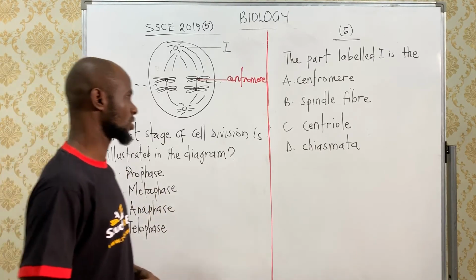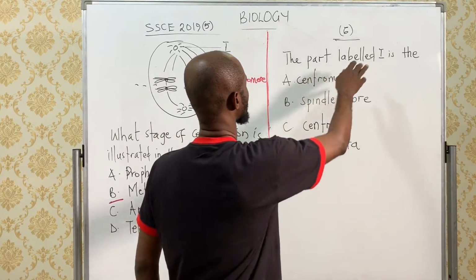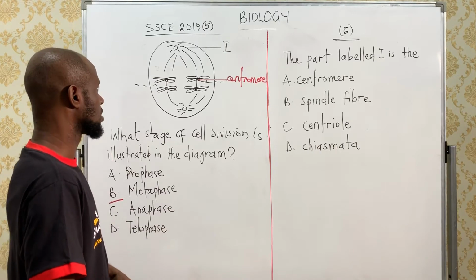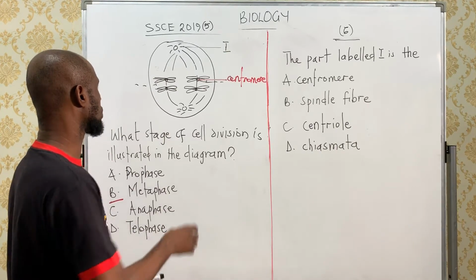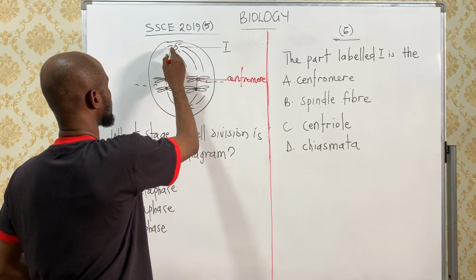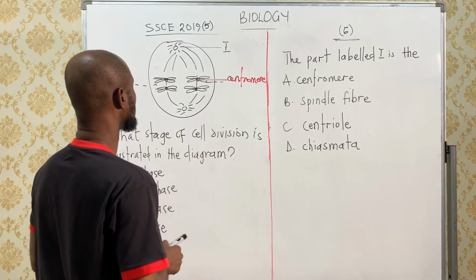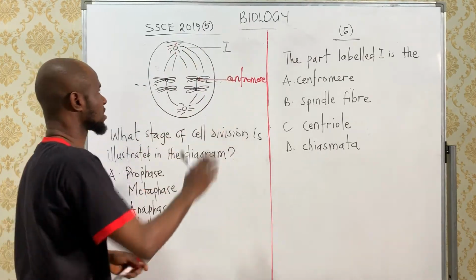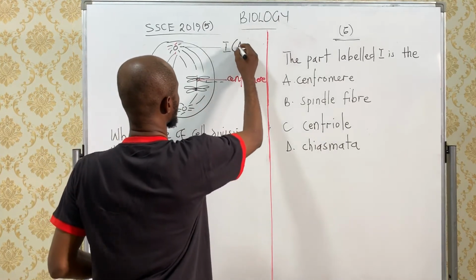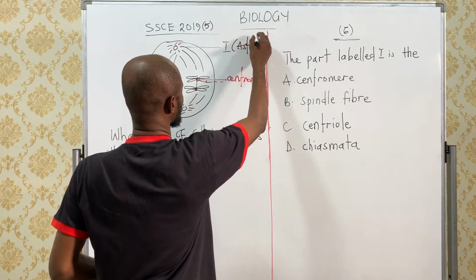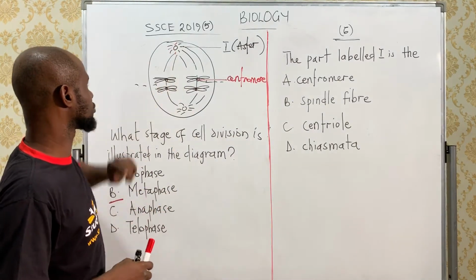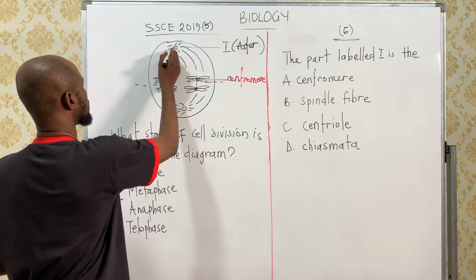So let's go to the next question, number 6. The part labeled 1 is the dash. In this diagram, we need to analyze some major parts. The first one is the radiation coming out of this structure. If that is what is meant in this diagram, the answer is going to be the aster. The asters are smaller microtubules that radiate out of the centriole. The centriole is the middle here.